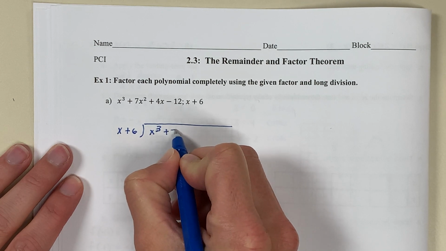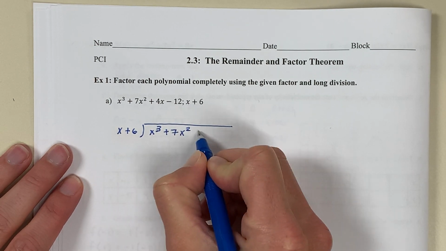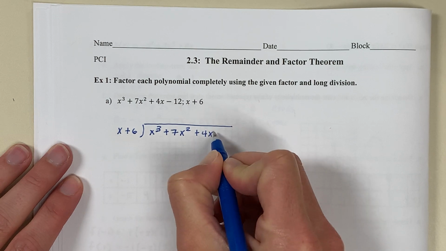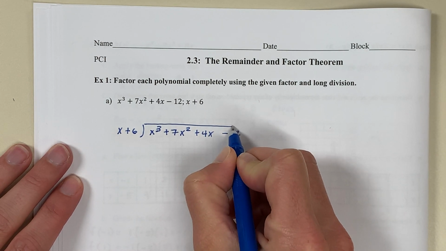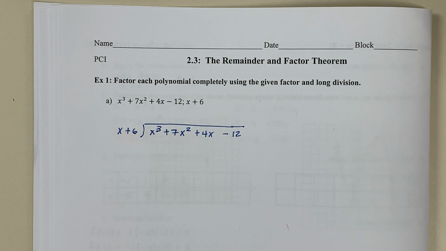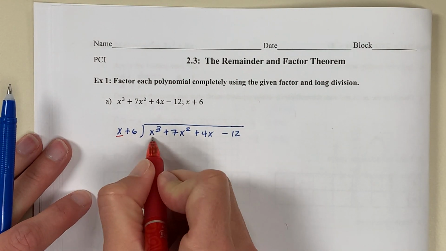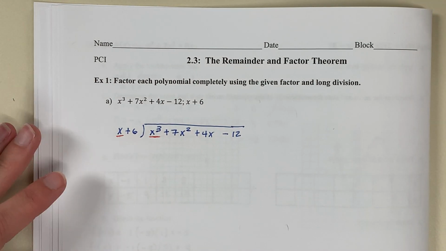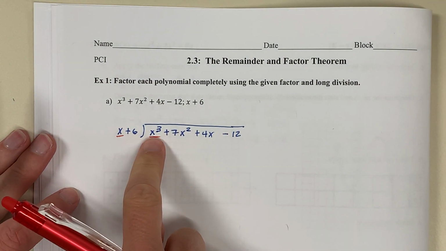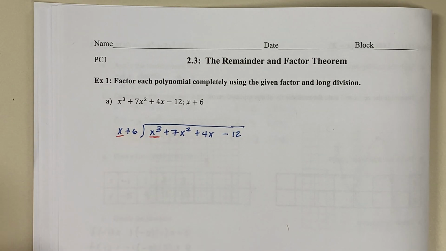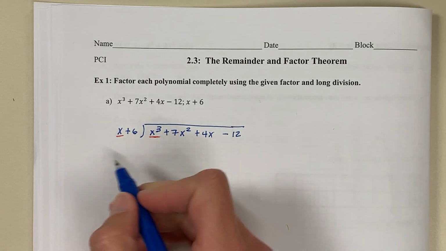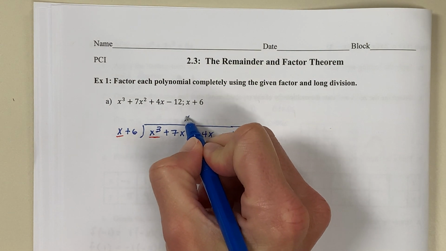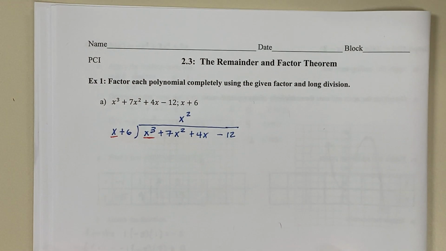x cubed plus 7x squared plus 4x minus 12. When I divide a polynomial using long division, I focus on the first terms. So I have my x and I have x cubed. What I'm going to do is divide those. X cubed divided by x is x squared. Now I'm going to put the x squared up here at the top, above the x squared term, so that I can keep everything in order.